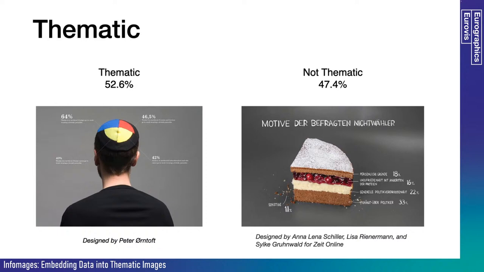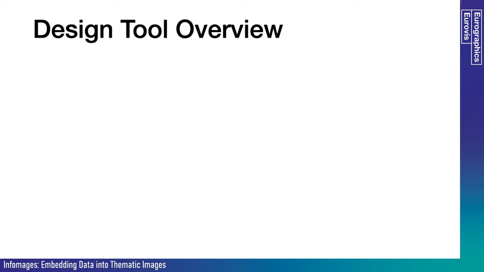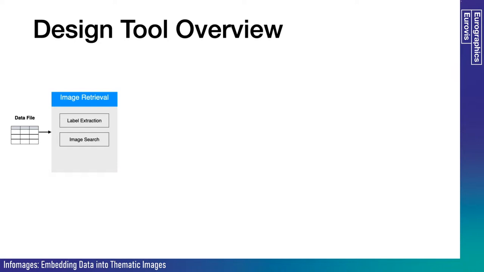Based on what we learned from our survey, we created an information design tool that allows users to create such graphics with relative ease. So let me give you an overview of our tool's workflow. The user starts off by loading in a data file. Our tool first retrieves images related to the data. We do this by extracting the attribute labels as well as the name of the data set, and use this information to retrieve images from a search engine such as Google Images. We also allow the user to import an external image.